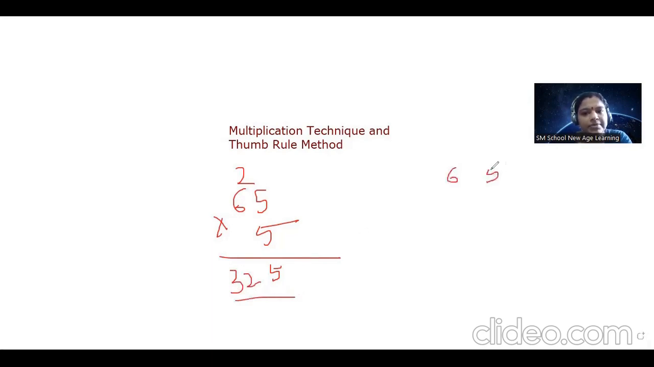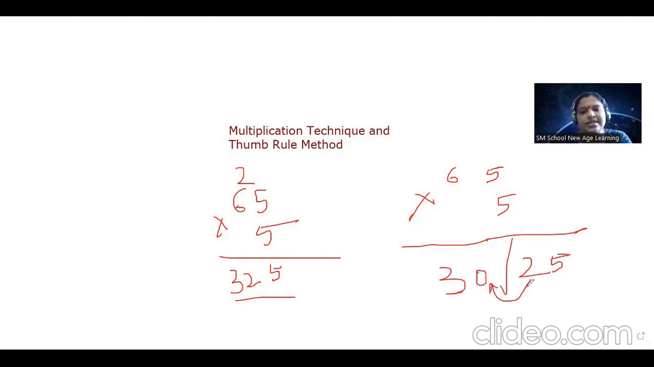In your Vedic maths multiplication, what happens is 5 5s are 25. Multiply this, 5 5s are 25. Multiply this, 5 6s are 30 separately. Now, you can add this 2 to this 30. This is called thumb rule method. Adding 2 to this 30 from right to left is called thumb rule method. So, you get 30 plus 2 is 32. So, 65 into 5 is 325.